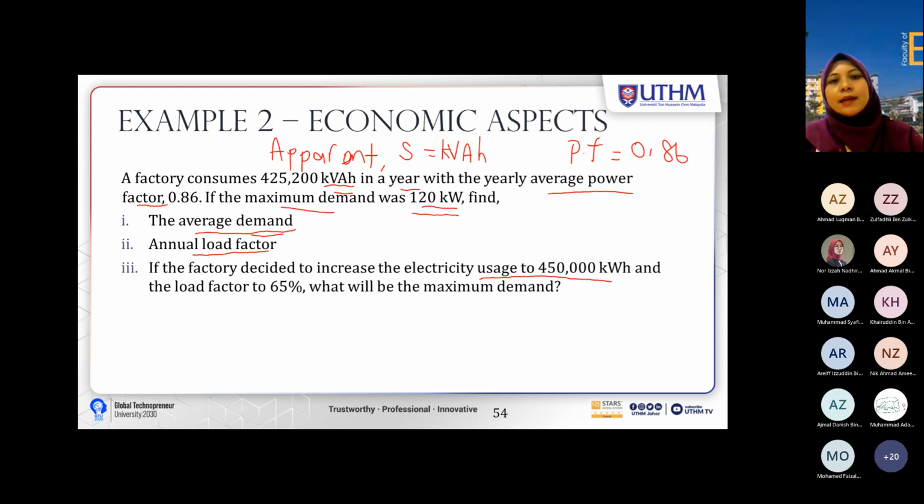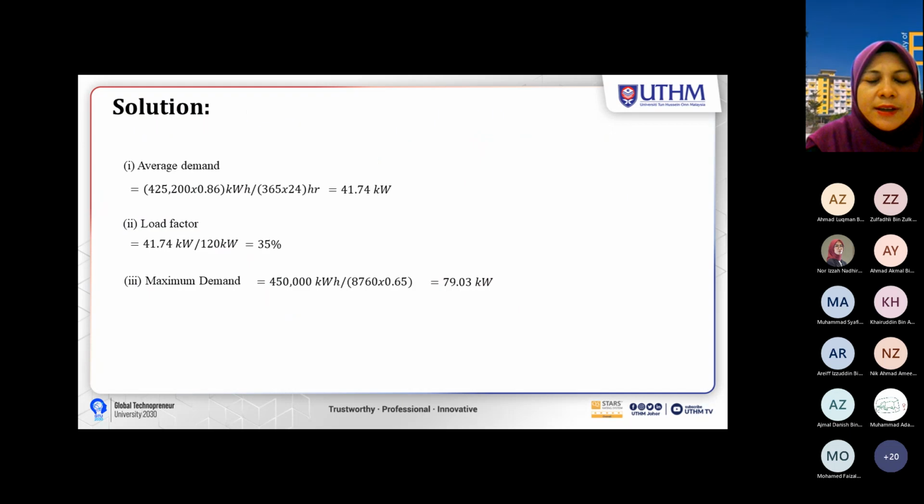Okay. And then dia naikkan lagi dia punya electricity. Ataupun kita panggil dia sebagai average load dia adalah 450,000 kilowatt hour. And the load factor pun dia naik, dia naikkan 0.65. And then dia kena cari what will be the maximum demand. Okay, macam mana solution dia?